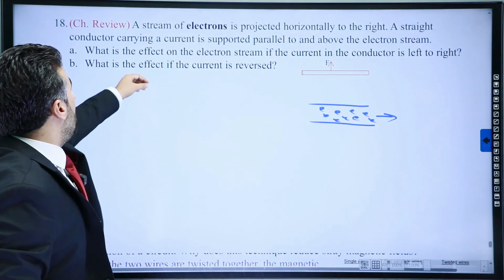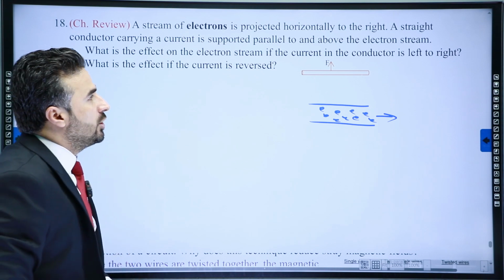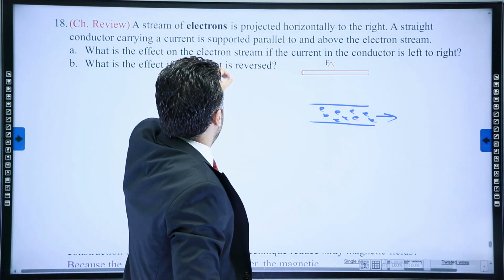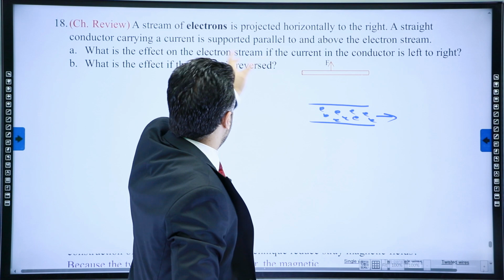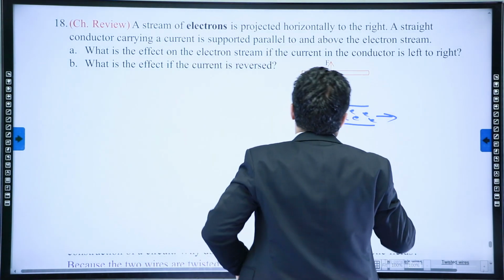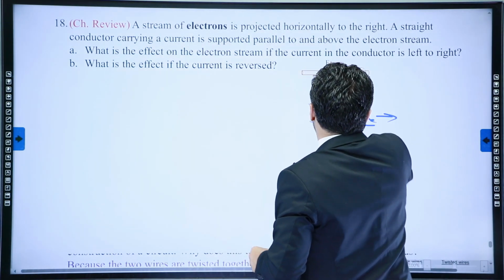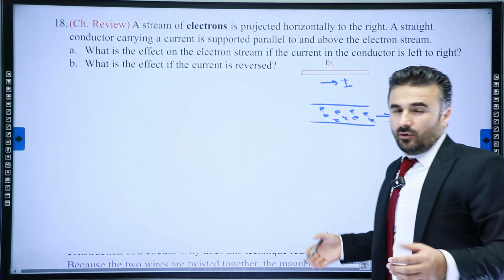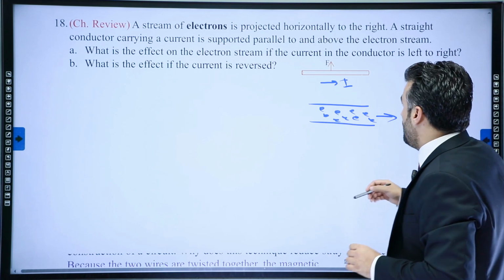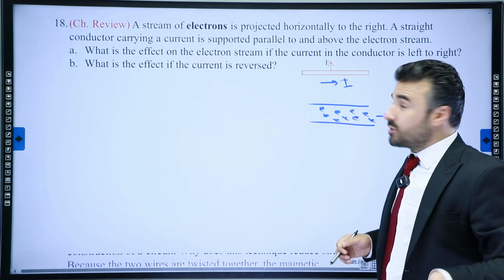What is the effect on the electron stream if the current in the conductor is left to right? So of course, if that is the case, watch this. What would happen if this is the direction of the current? Basically, they ask you, will the two attract or repel one another? So watch this, guys. We said if the currents in the two wires are in the same direction, they attract. If they are in opposite directions, they repel.